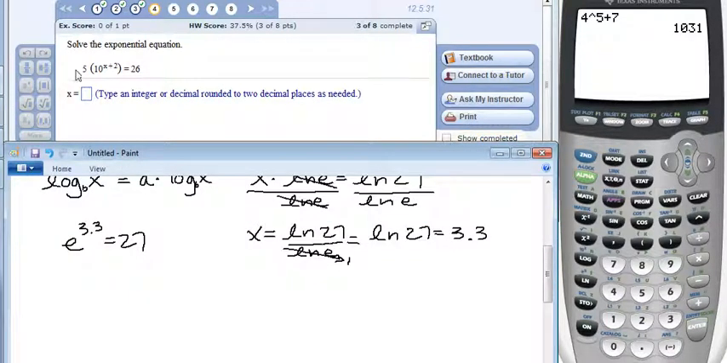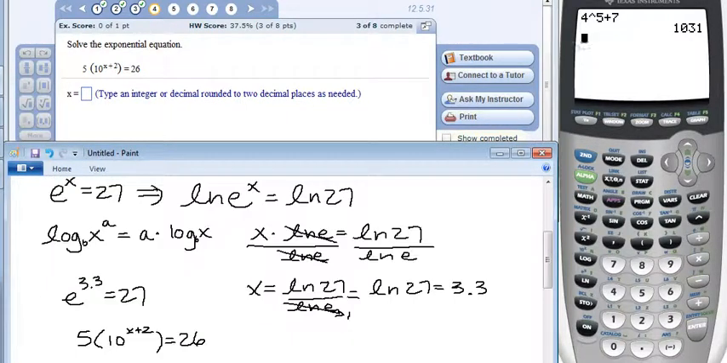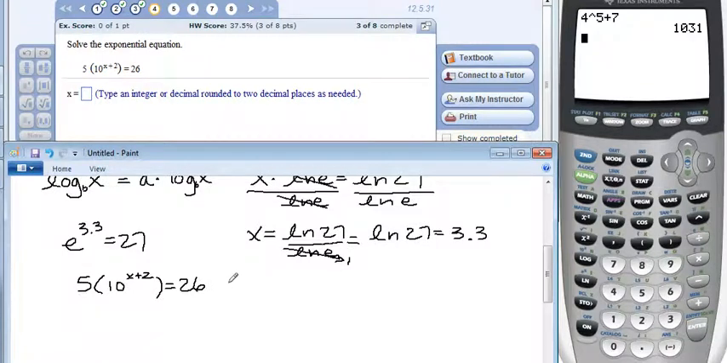I have 5 times 10 raised to some power x plus 2 is equal to 26. Okay. Again, this is going to be a nice messy one. And you know what I mean by nice. Nice and messy. It's the way that I like them, but I don't like these. I don't like problems like this. They just don't really do anything.